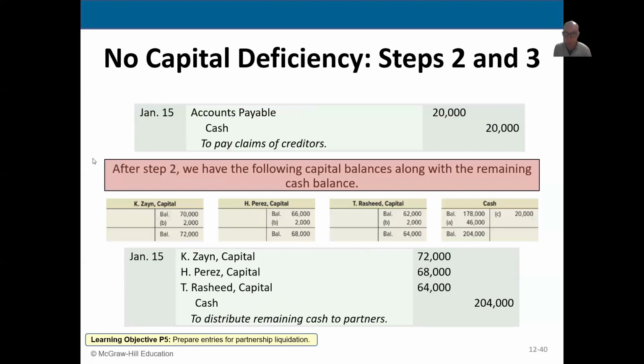Second step is we got to pay that $20,000 bill. So debit accounts payable, credit cash. So at that point, we have a large cash balance. Cash balance is $204,000 based off of our T accounts. And so we need to distribute that to our partners. And so that's what that last part shows us.